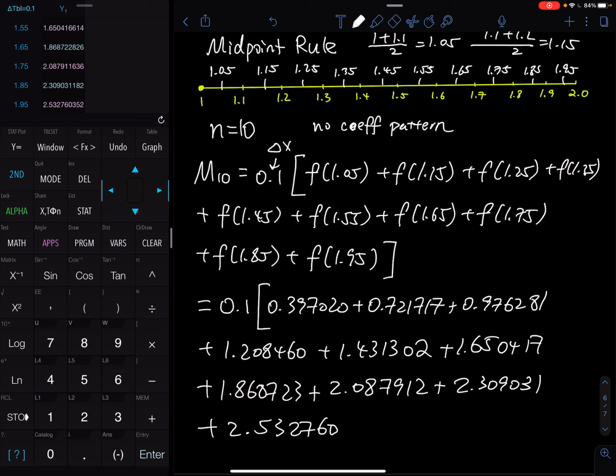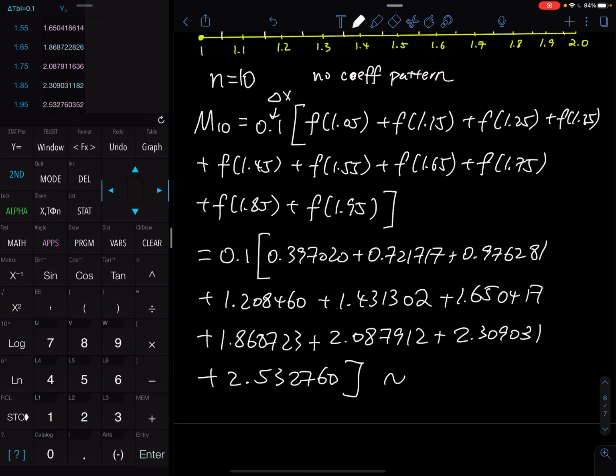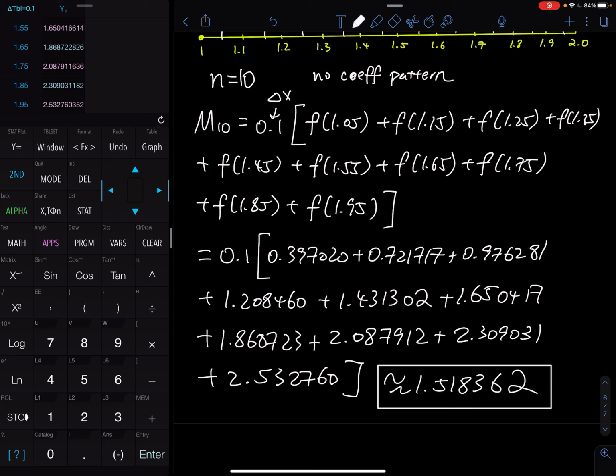$1.53, 27, 60, and then this one. Overall I have 1.518362. So this is the final answer I have on my notes. Again, you wrote so many numbers on your paper, it is so easy to miss a number when you add them up. Just be very careful. All right. So that is my midpoint rule.